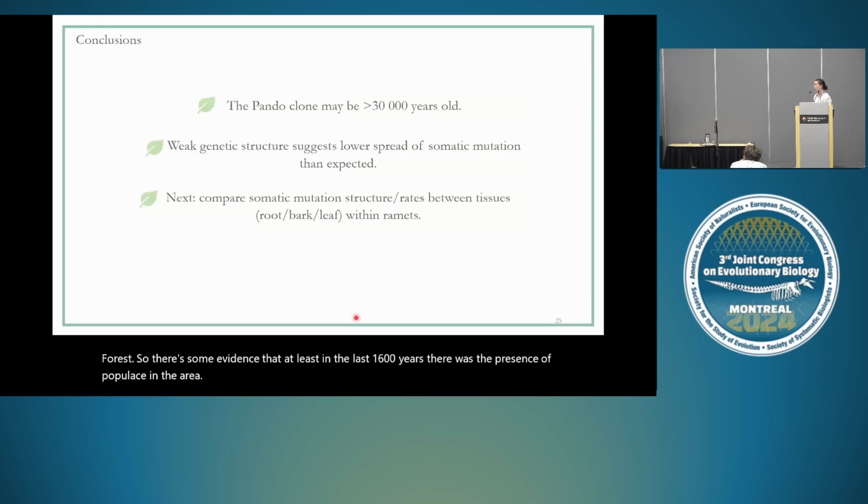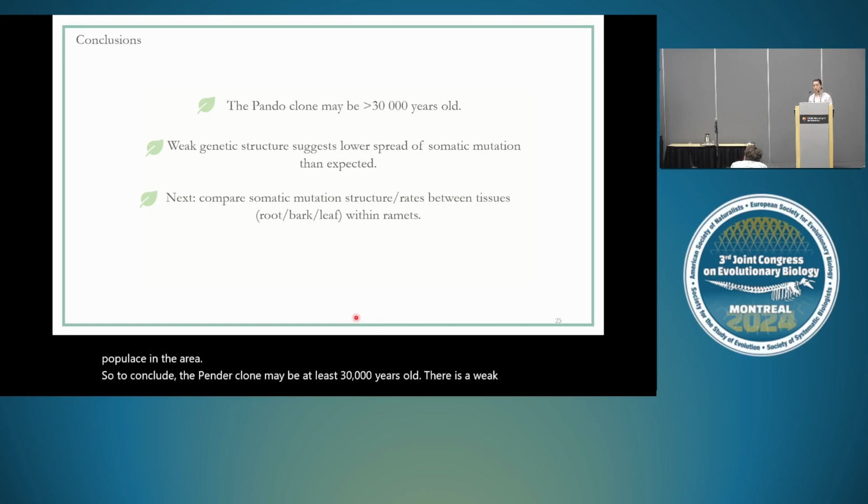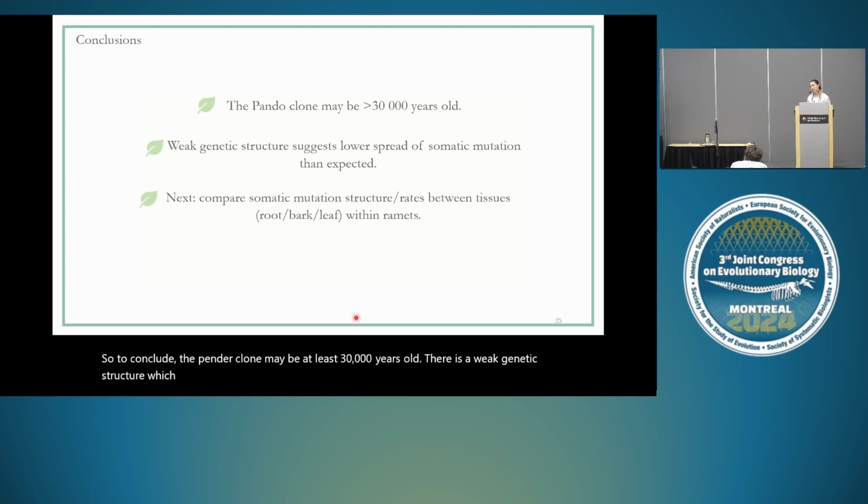So to conclude, the Pando clone may be at least 30,000 years old. There is a weak genetic structure, which suggests a lower spread of somatic mutations than we expected. And next, and I'm currently still working on this, I'm interested in comparing the somatic mutation structure and rates between tissues within ramets.